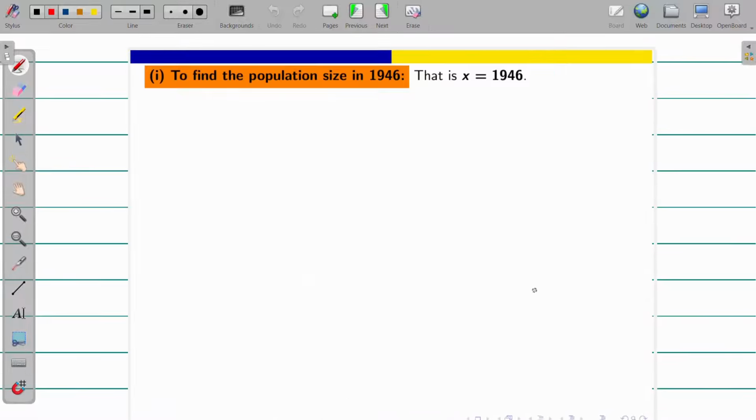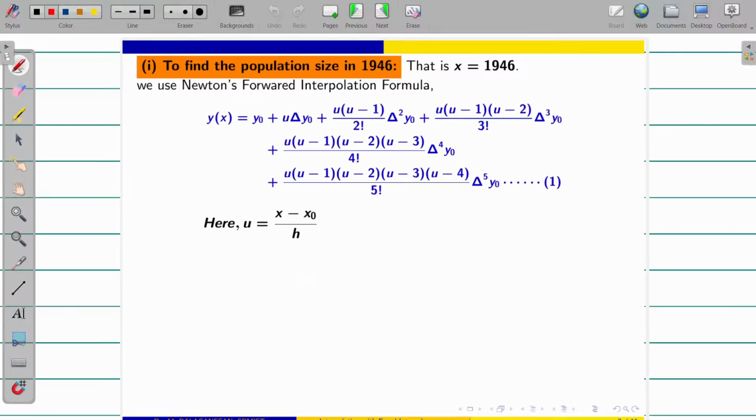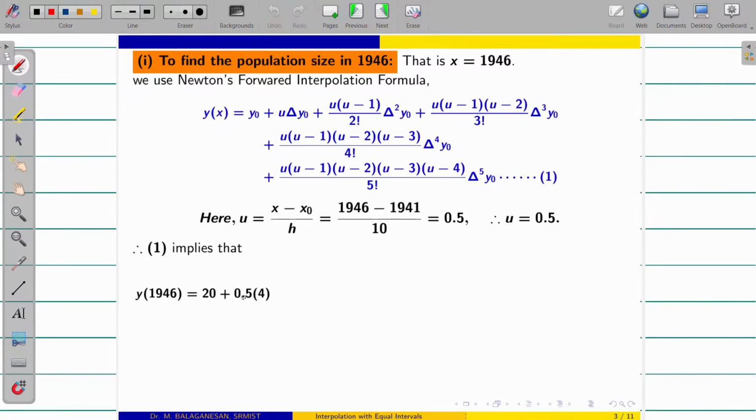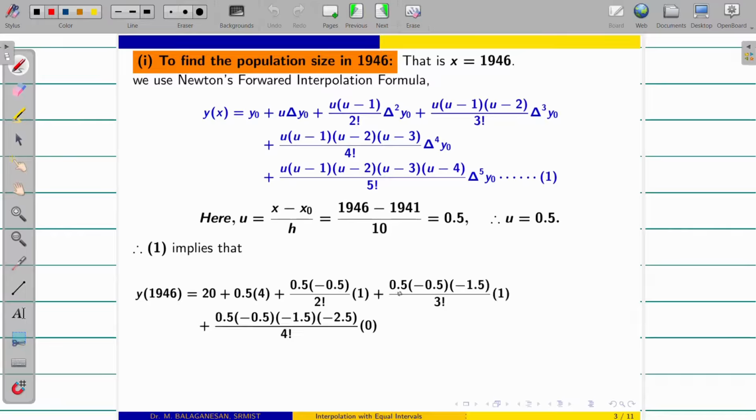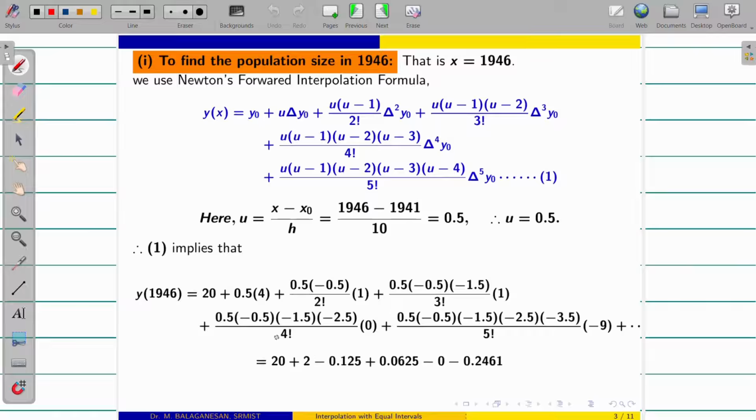So this is the formula you know very well, and the u value we found already. Now substitute in the formula. First value is y naught, and then plus u value 0.5 into del y naught, which we have taken from the table, plus 0.5 into (0.5 minus 1) by 2 factorial into del square y naught. Substitute the values like that. Simplify each and every term.